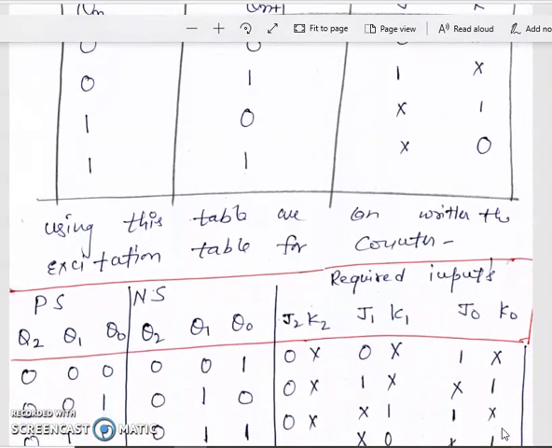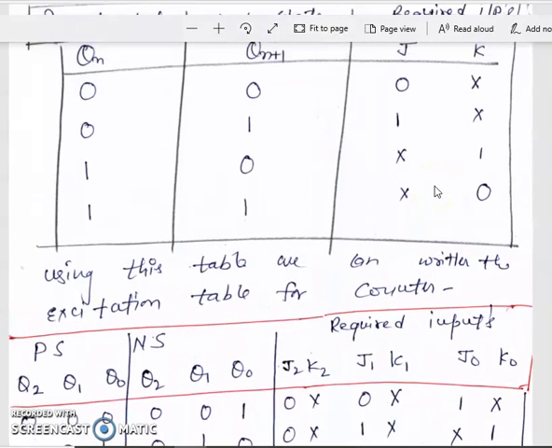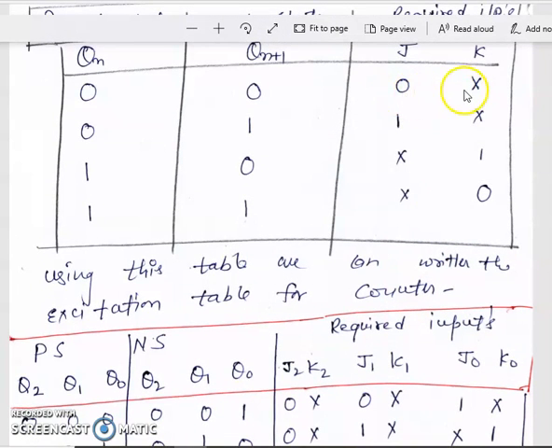Similarly, we repeat this process for Q1. For Q1, the present state is 0 and the next state is 0. So for J1 and K1, for the combination 0 to 0, J is 0 and K is don't care. So right here 0 and don't care. Finally, for Q2, the present state is 0 and the next state is also 0. For this combination 0 0, J is 0 and K is don't care. So right here 0 and don't care.